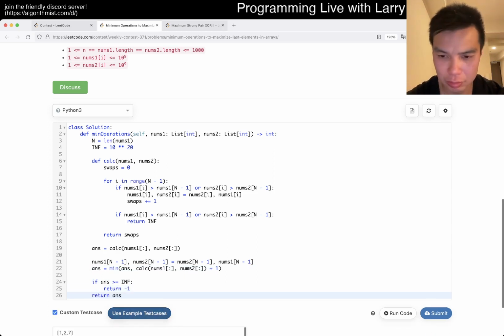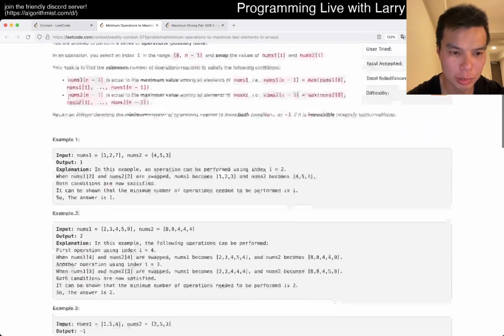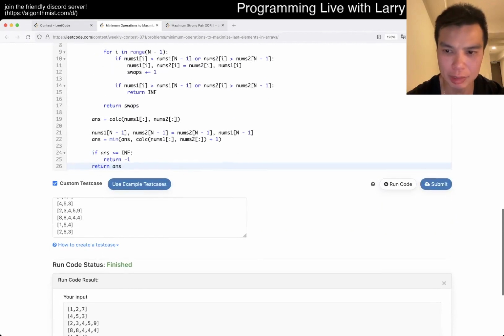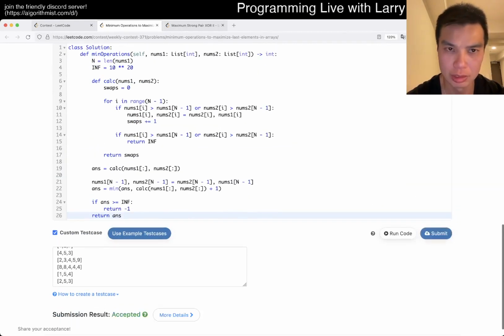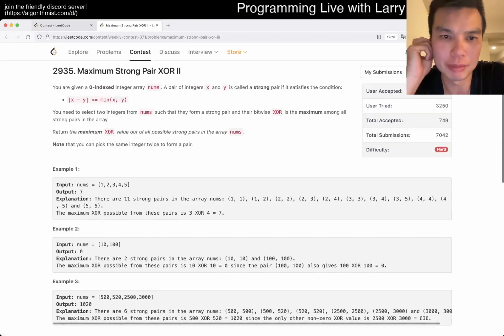Right. One, two, I'm not confident about this one, but I feel like it should be okay. Okay, the 1,000 is such a tricky thing.